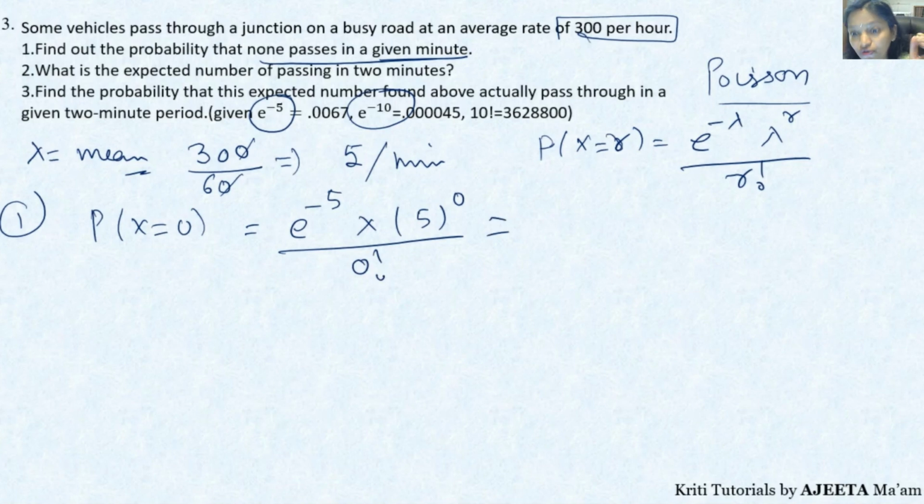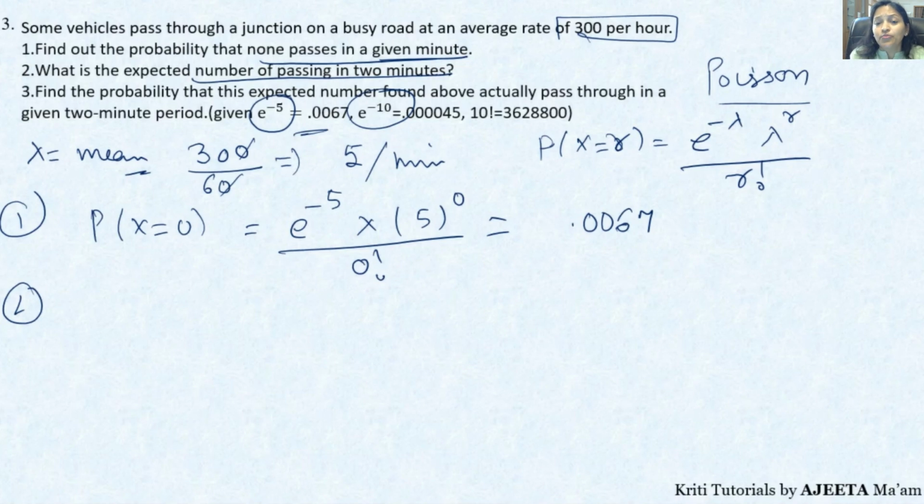Do we have marks for formula? Yes. Please do not forget to write it. You can write it only once. Okay, and other parts you can solve it. So e raised to minus 5 का value है 0.0067. So that is what we get as the answer, because the rest is 1. So find out the probability that none passes in a given minute. 0.0067 is the probability.